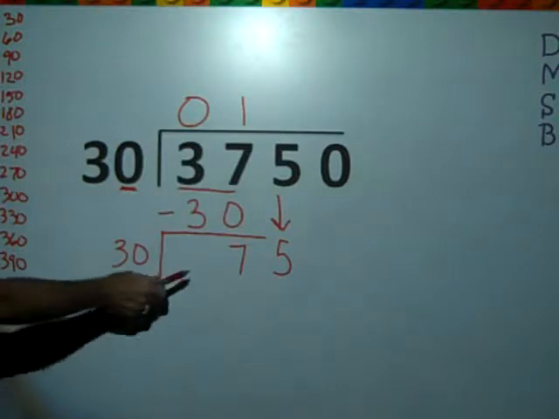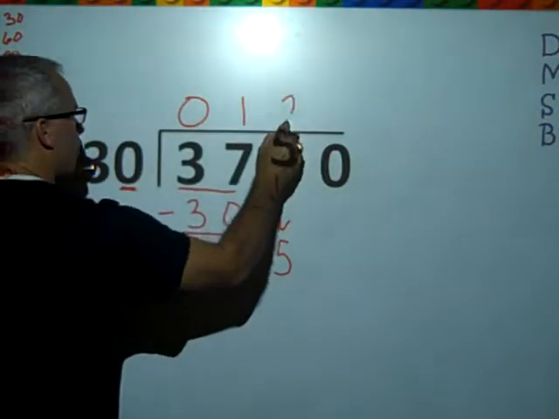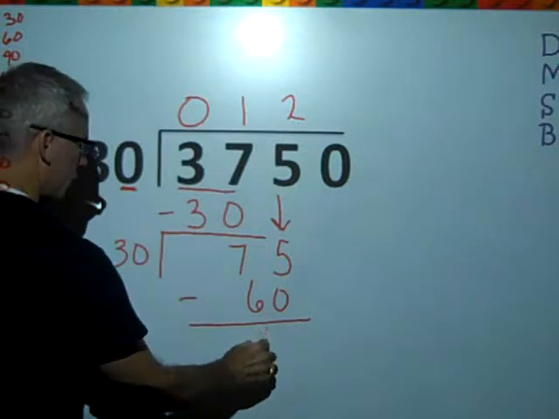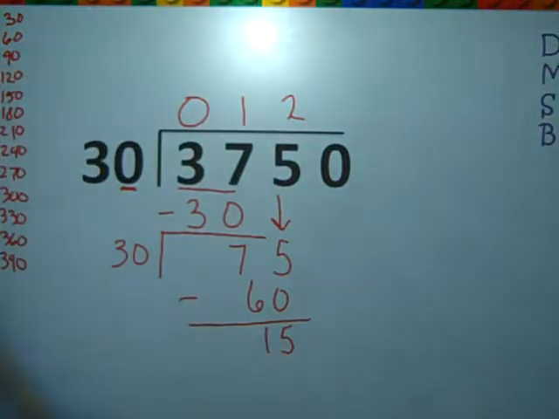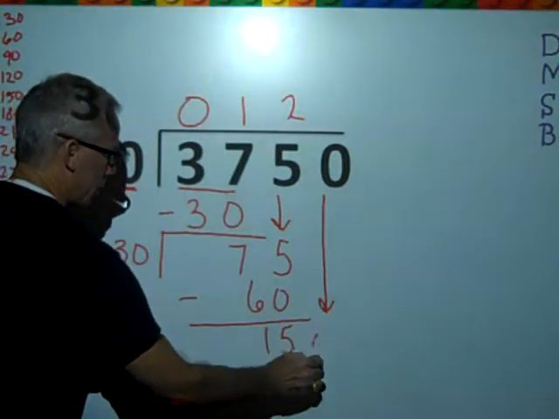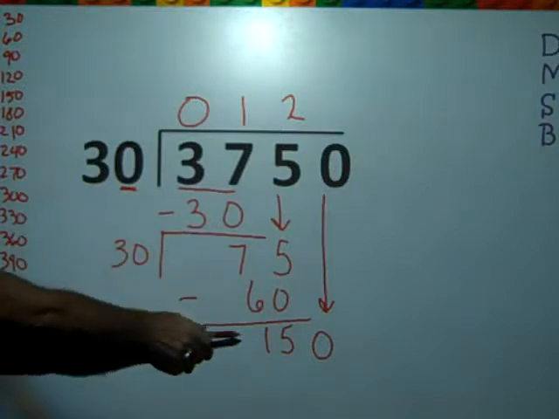How many groups of 30 can I make from 75? 30, 60, 90 is too much, so go back to 60, that's 2 groups. 2 groups give me 60. Subtract, I have 15. 15 is less than 30, we're good. Bring down the 0.